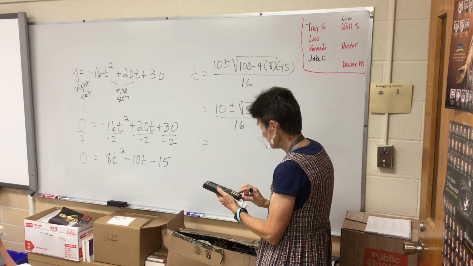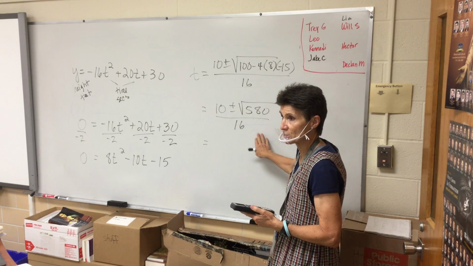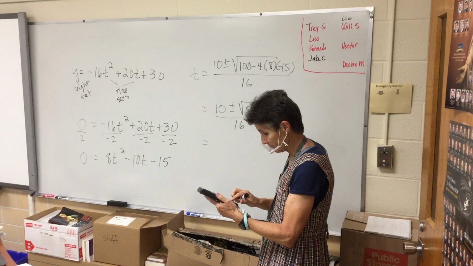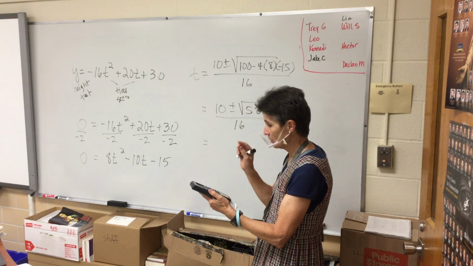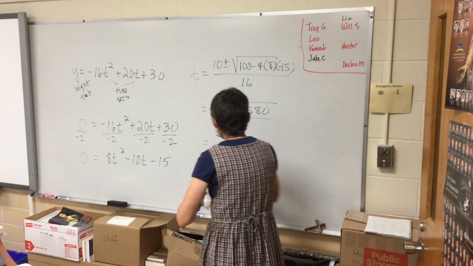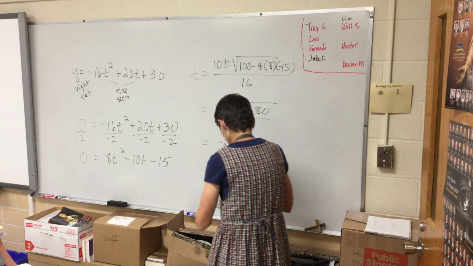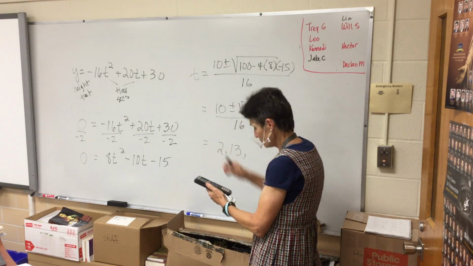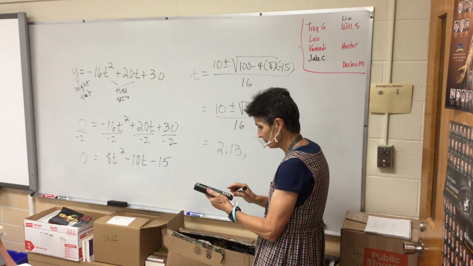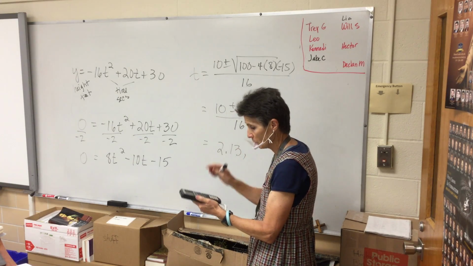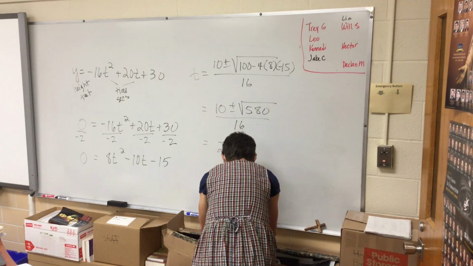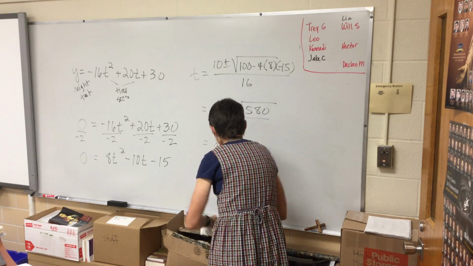So that's two answers, right? You recognize that? That's two answers. So I'm going to do 10 plus the square root of 580 equals, divided by 16. So one of my answers is 2.13. And then I'll do 10 minus the square root of 580 equals, make sure you hit equals, divided by 16. And I got negative 0.88.